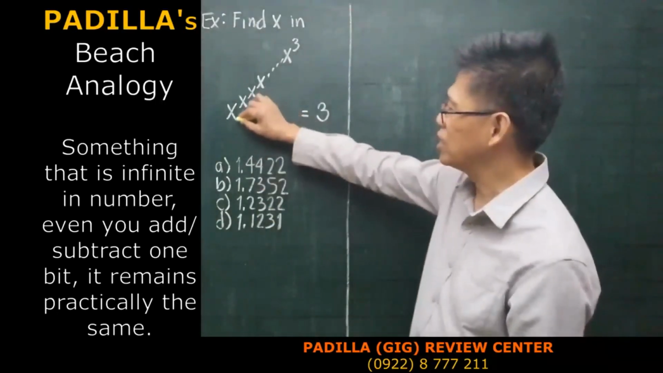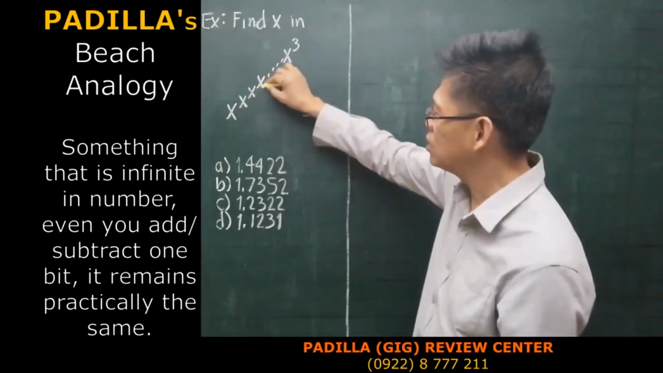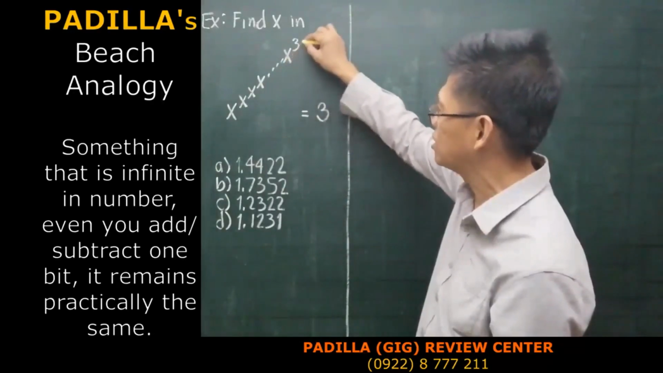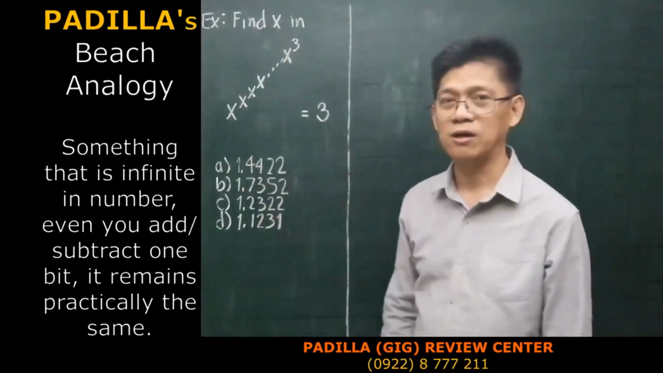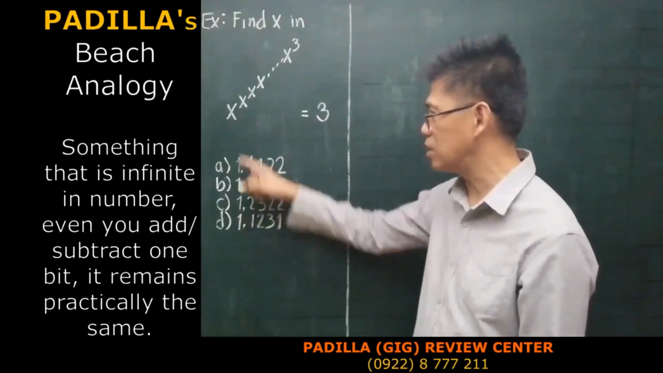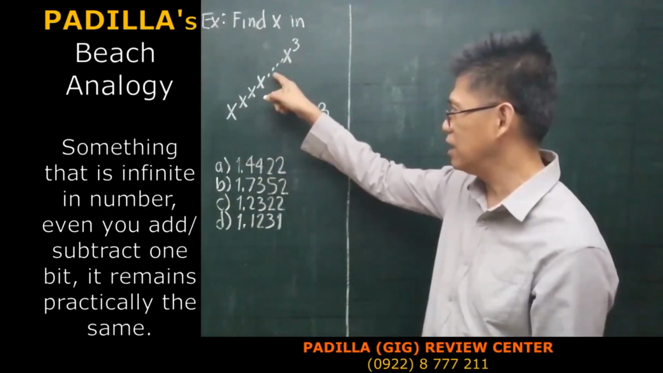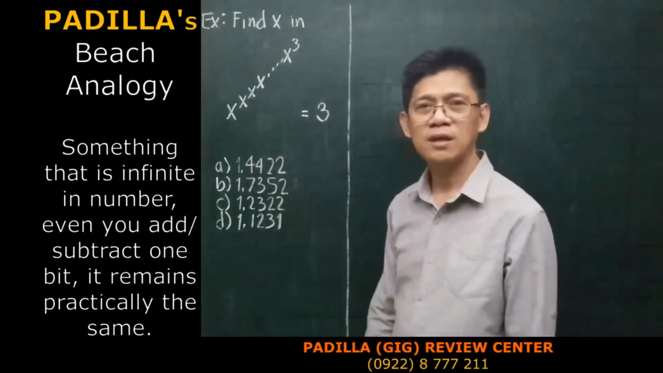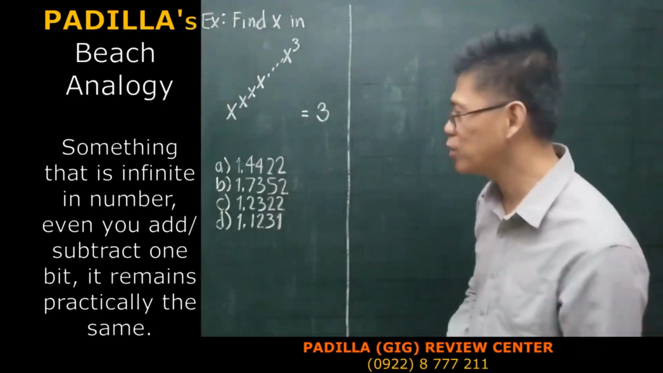In this equation, it's x raised to x raised to x raised to infinite number of x's raised to 3 is equal to 3. These are the choices. There's no way you can substitute the choices because they are infinite in number. So how are you going to solve this?